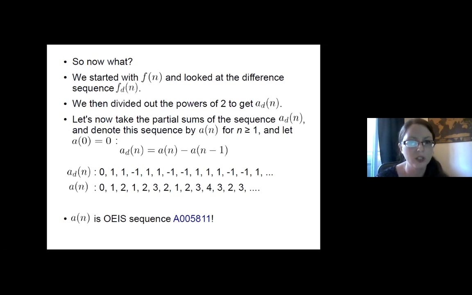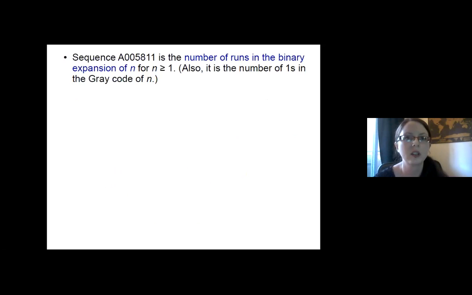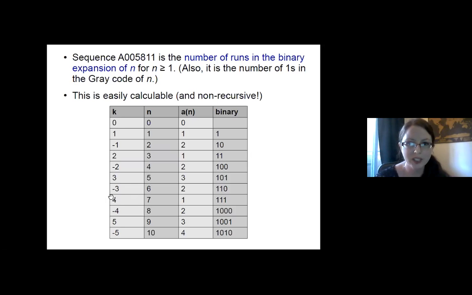And this sequence, the partial sums of this sequence with 1s and negative 1s, was also in OEIS, which was very exciting. So what is this sequence? It counts numerous things, but one of them is that it counts the number of runs in the binary expansion of n. Also, it counts the number of ones in the gray code of n, which is related to binary. So this was exciting because now we have a sequence very similar to the one we started with, and we're able to calculate it in an easy and non-recursive way.